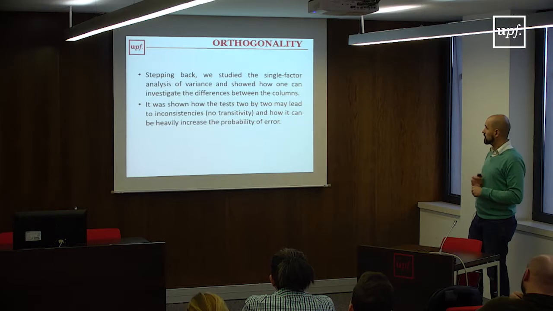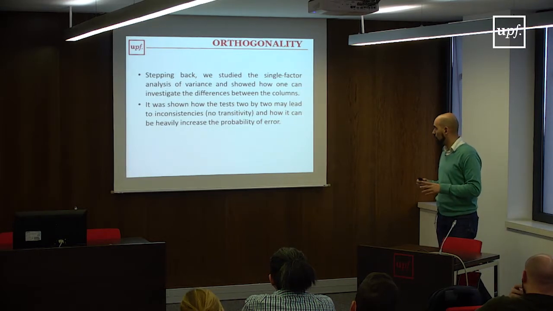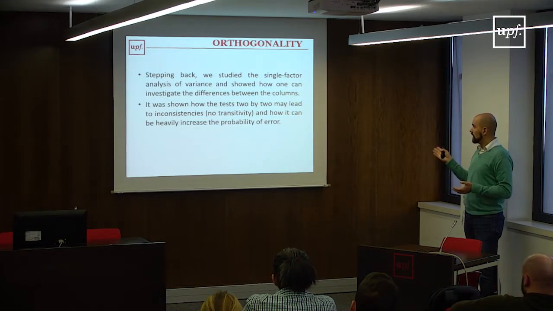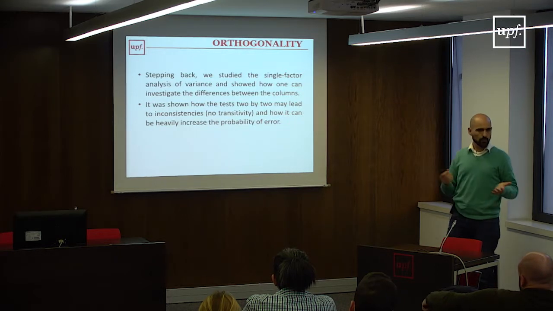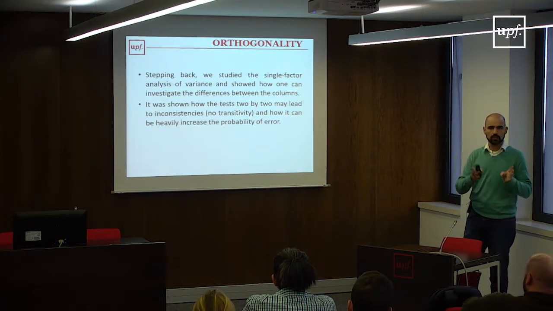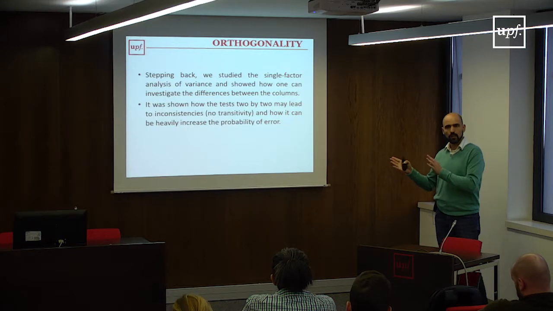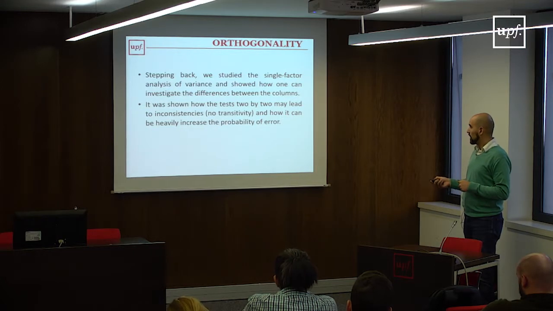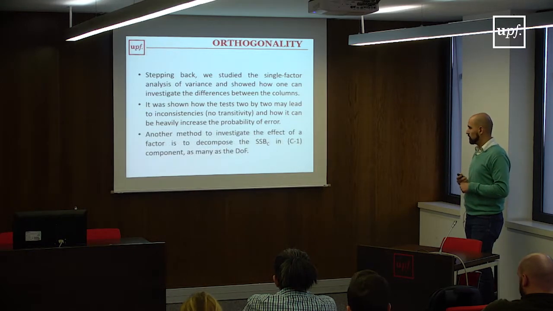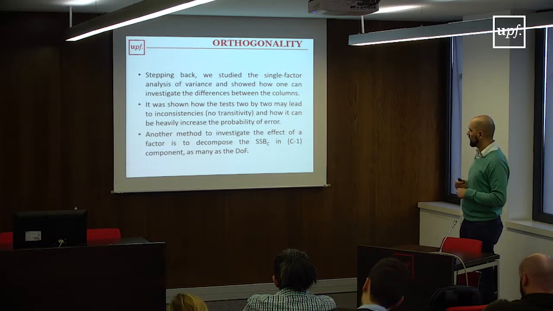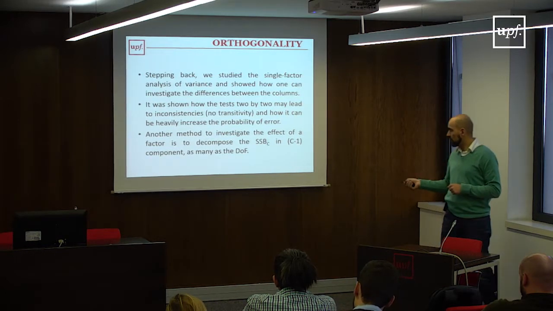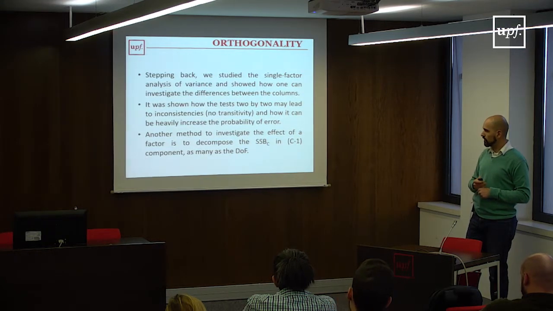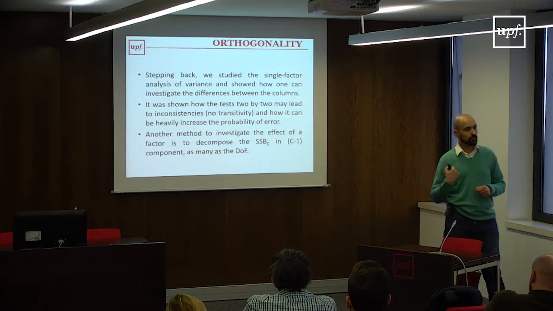So stepping back, we studied the single factor analysis of variance and showed how one can investigate differences between the columns. It was shown how testing two by two may lead to inconsistencies, as we have said before. We cannot just run multiple monofactorial analyses, and it can heavily increase the probability of error. So another method to investigate the effect of a factor is to decompose the sum of squares between the columns in C minus 1 components, as many as the degrees of freedom.